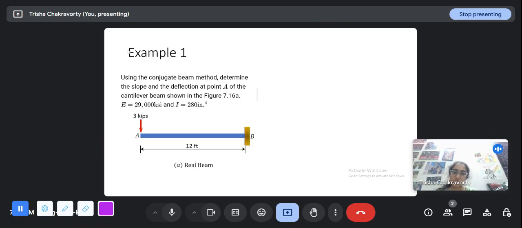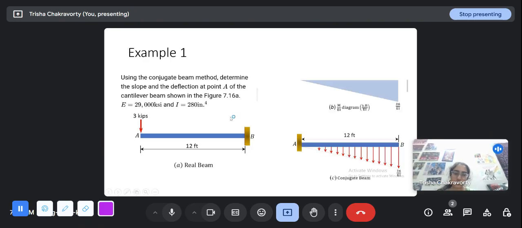So this was the beam that we had earlier. We drew the conjugate beam. Now using the conjugate beam method, determine slope and deflection at point A of the cantilever beam. Since you already have this, I'll wait for 2 minutes. If you want to find out the bending moment and shear force at this point, that is where you will get the deflection and slope.